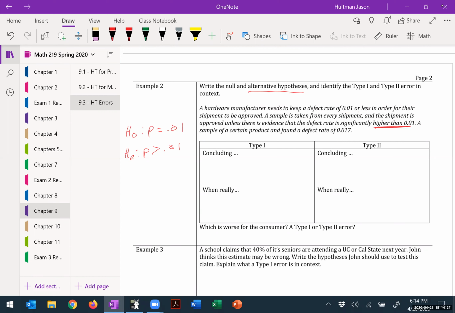Okay, type 1 error here. Type 1 error, we reject the null. So we would conclude that the proportion is higher than 0.01 or 1%, when really it is 0.01 or lower. We reject when we shouldn't have.